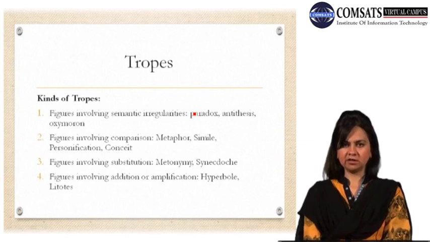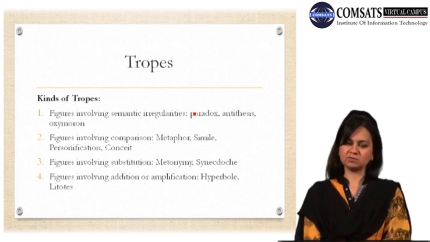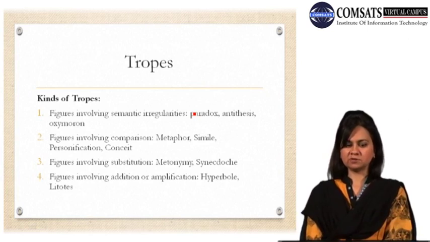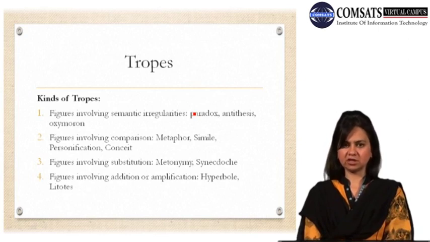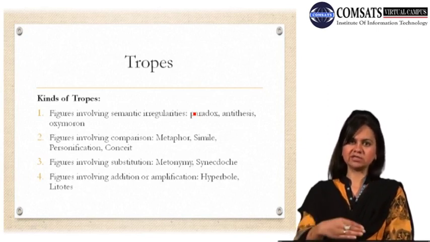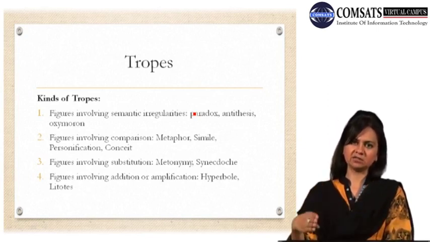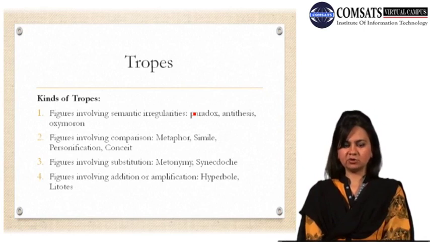And within tropes, we divided the tropes into four types and categories. Tropes which involve changing the meaning, which is semantic irregularity, include paradox, antithesis, oxymoron. And those figures or tropes which involve comparison of one thing with another include metaphor, simile, personification, and conceit. We looked at each of these with examples, so it is just a recap to make you understand where they stand and what is the connection of these tropes with parallelism and deviation, and under the broader heading of foregrounding.